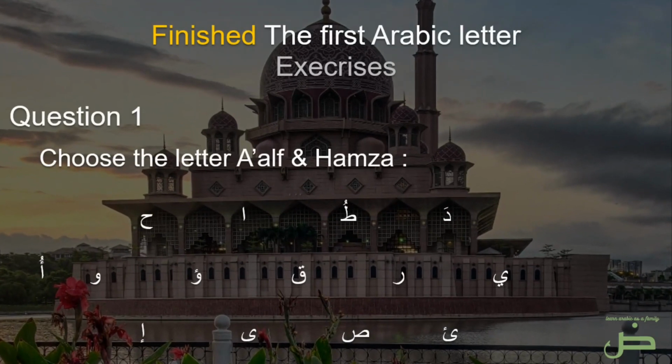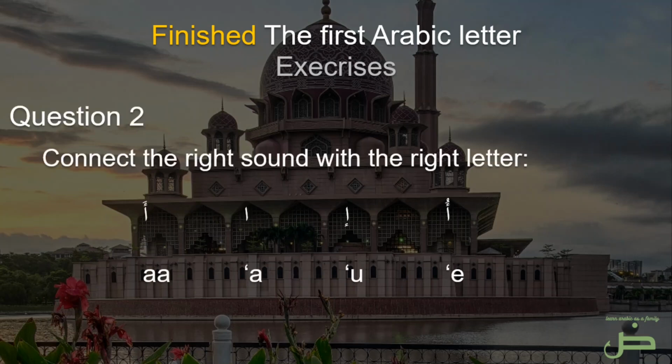And congratulations, you've successfully finished the first lesson. Now let's practice with some exercises. Question 1. Choose the letter Alif and Hamza on top of the Alif. You can pause the video until you've chosen the correct answers. Question 2. Connect the right sound with the right letter. Again, you can pause the video until you've finished your exercise.